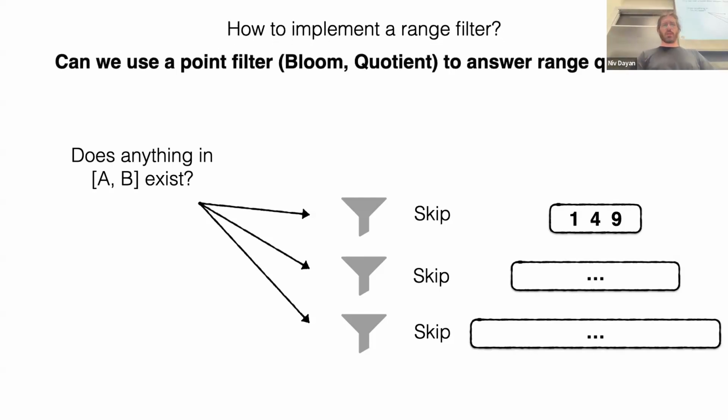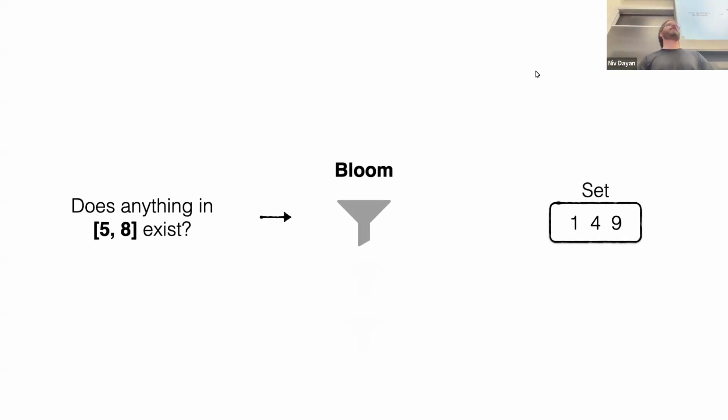Okay, so let's get into the question of how to implement a range filter. First of all, I want to discuss, as usual, some strawman solutions to the problem. So why not just take a point filter like a Bloom filter or a quotient filter, and try to use that as a range filter? So what can go wrong? Suppose that now I'm querying everything between 5 and 8, and I have this filter here.